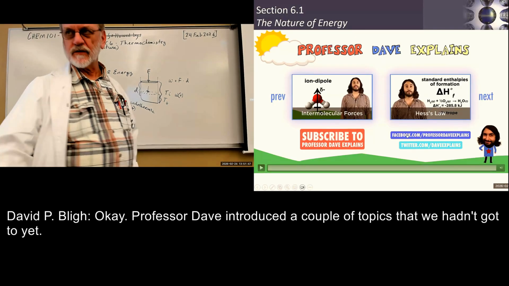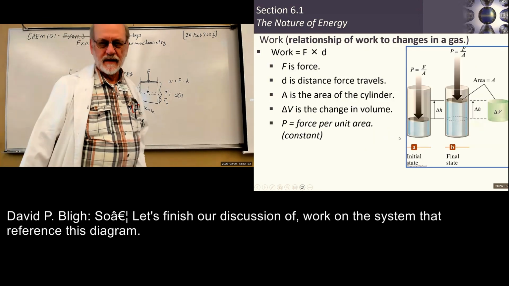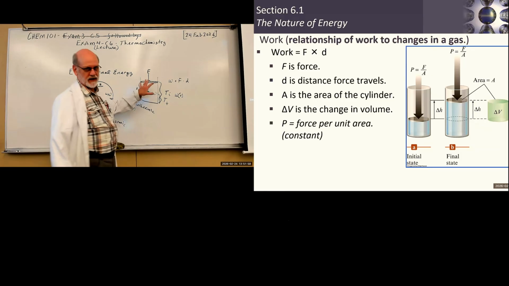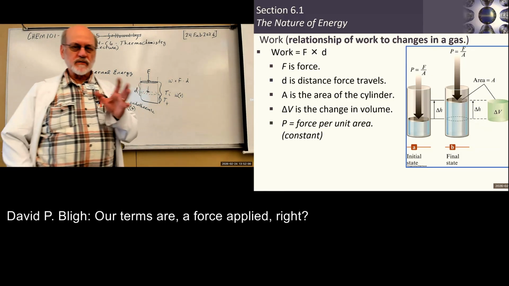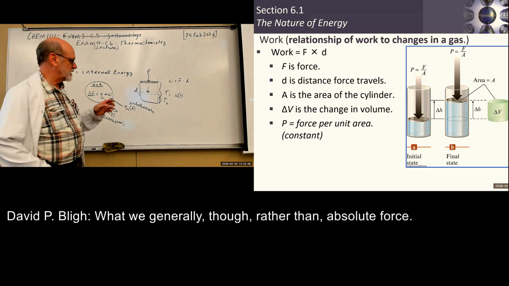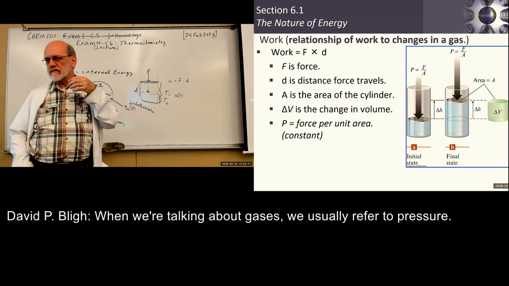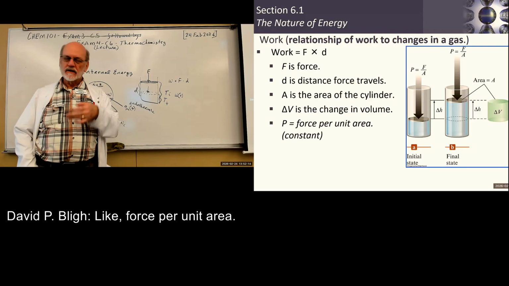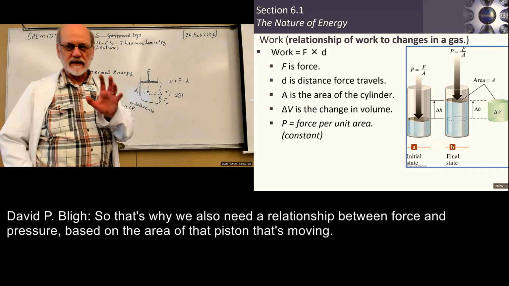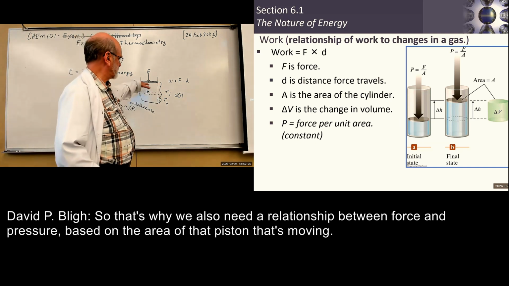Okay. Professor Dave introduced a couple of topics that we hadn't got to yet. So let's finish our discussion of work on the system and reference this diagram. Our terms are a force applied, right? Rather than absolute force, when we're talking about gases, we usually refer to pressure, like force per unit area. So that's why we also need a relationship between force and pressure based on the area of that piston that's moving.